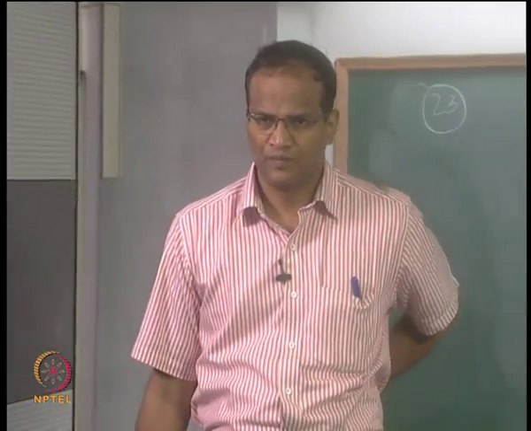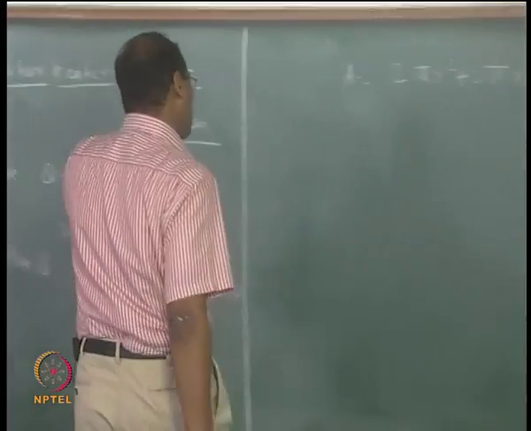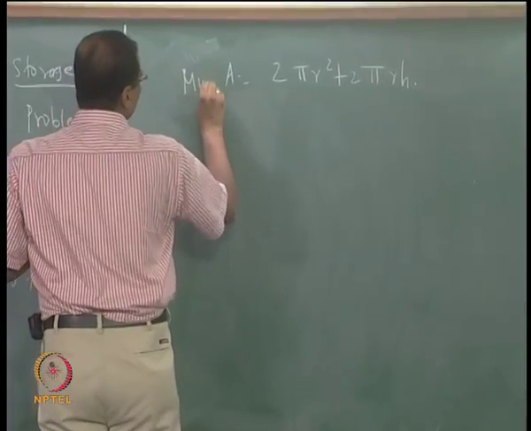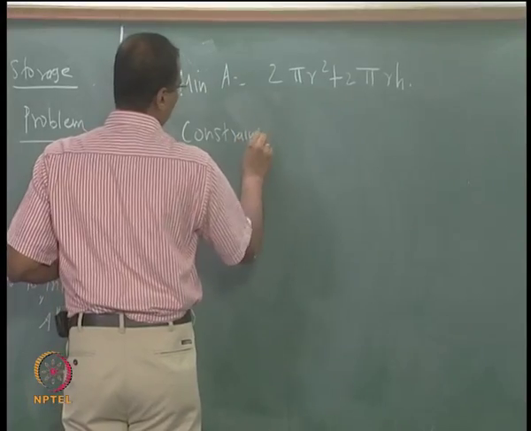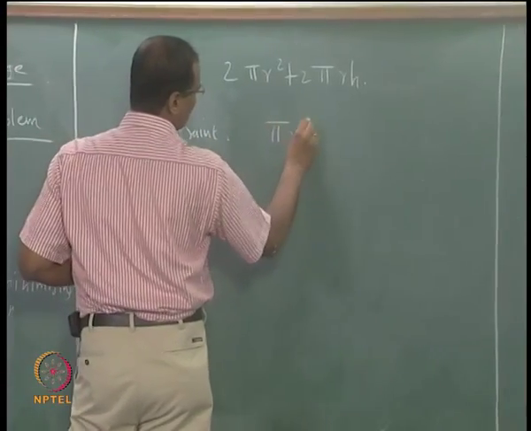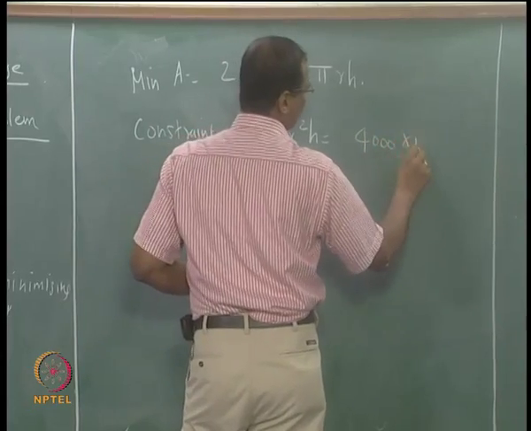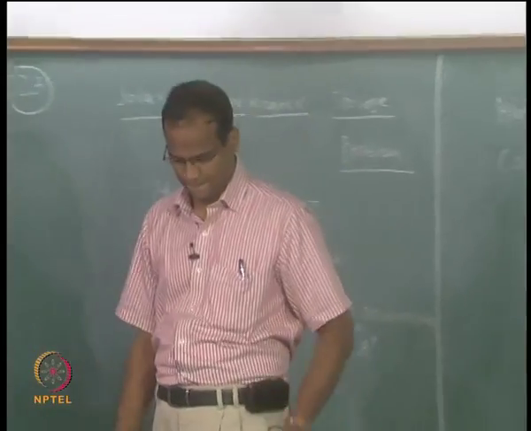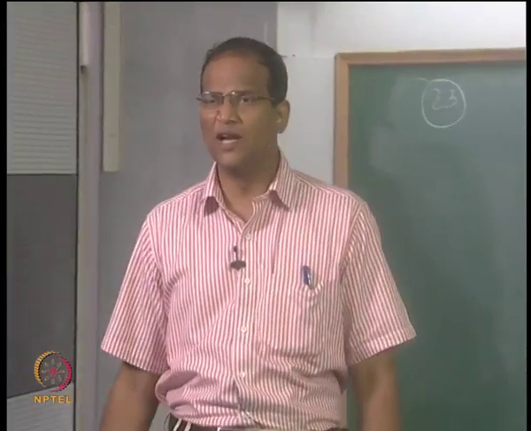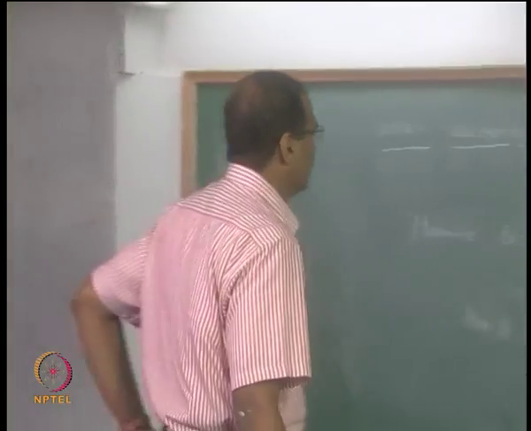Lateral surface area plus the top area and the bottom area. Okay. 4,000 liters, 1 liter is 10 to the power minus 3 meter cube. So 4 meter cube. Okay.